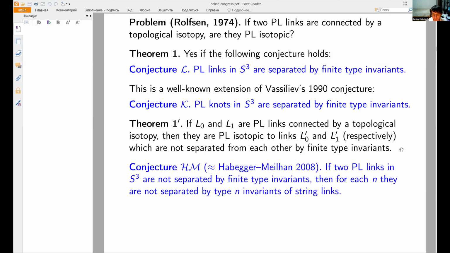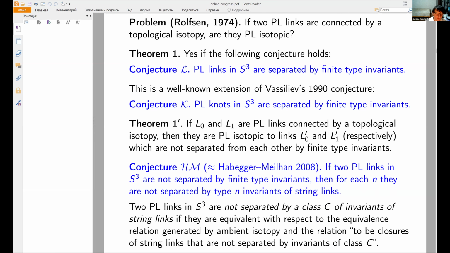So it is more or less what was stated by Habegger and Melikhov in their paper, except that they didn't say it very precisely, and there are several ways to interpret what they stated. So one of these ways is as follows. If two piecewise linear links in S3 are not separated by finite type invariants, then for each n, they are not separated by type n invariants of string links. So what do I mean by that?